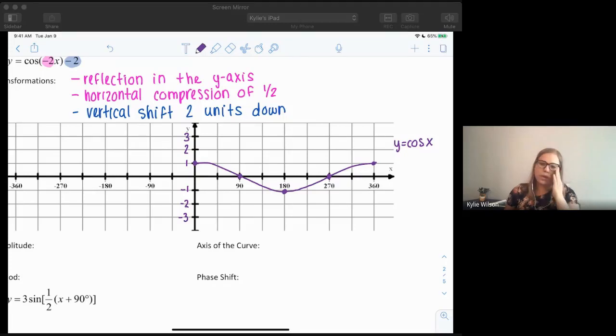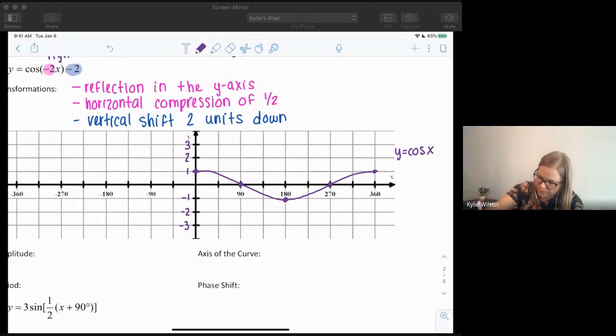Okay, so I'm going to start with my horizontal compression. That means that I squish all of my x's down. So I'm going to multiply each of my x's by 1/2. That one will stay. That one will get switched by 1/2. So it's going to look like this. Same shape, I just squished it. Now I'm going to label that, and then I'll do my reflection in the y-axis.